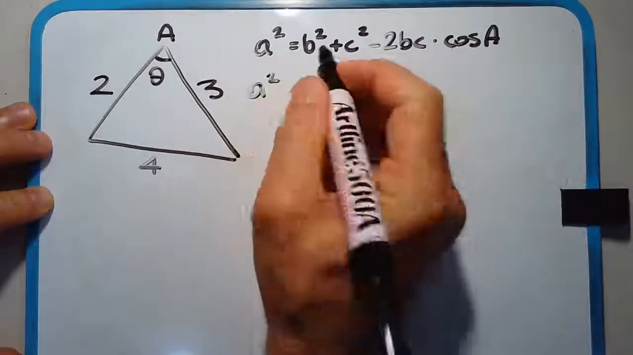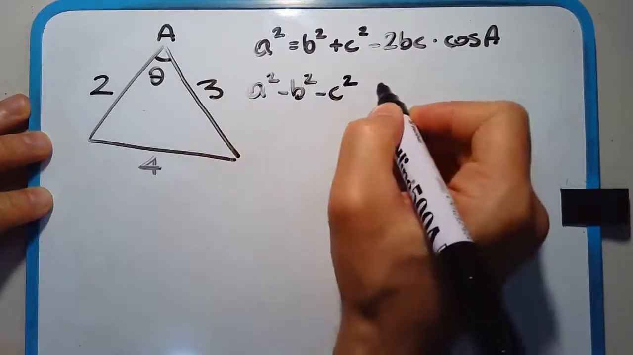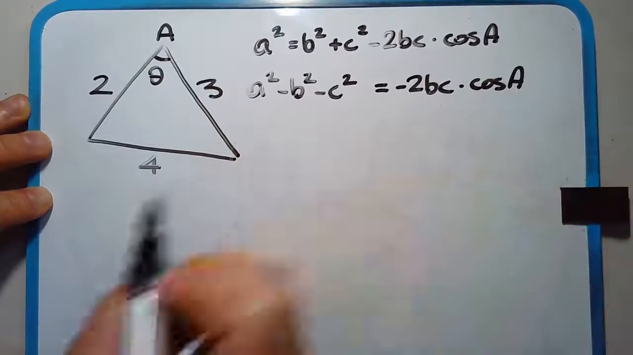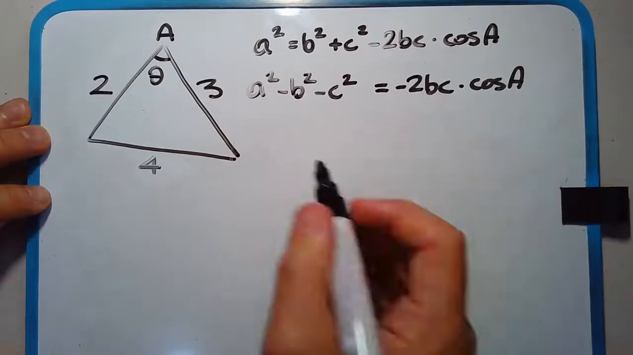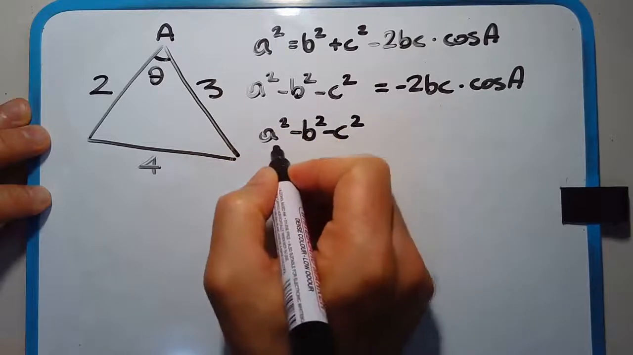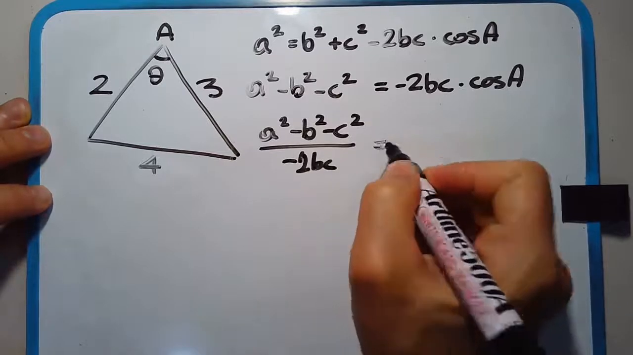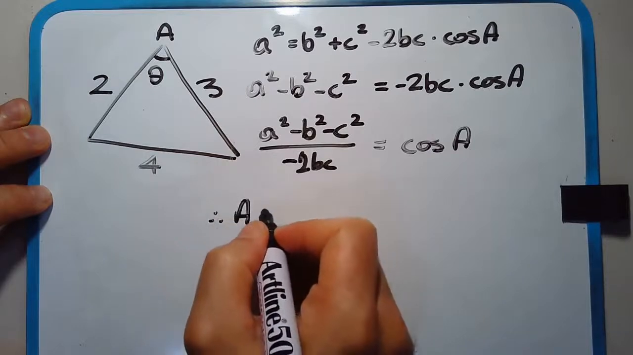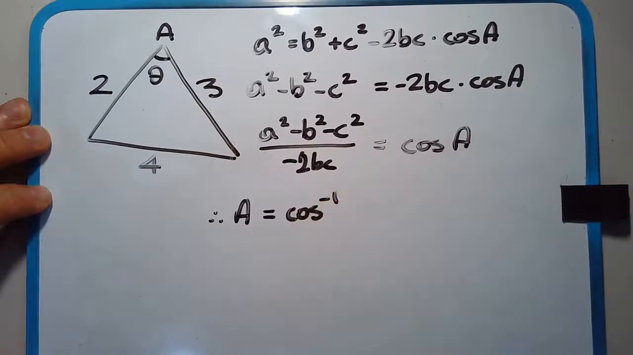So let's move the b squared and the c squared over. So a squared minus b squared minus c squared is equal to negative 2bc times cos of a. Now we're going to divide both sides by negative 2bc. So a squared minus b squared minus c squared over negative 2bc is equal to cos of a. Therefore, a, which is the angle that we want, is going to be the inverse cos.